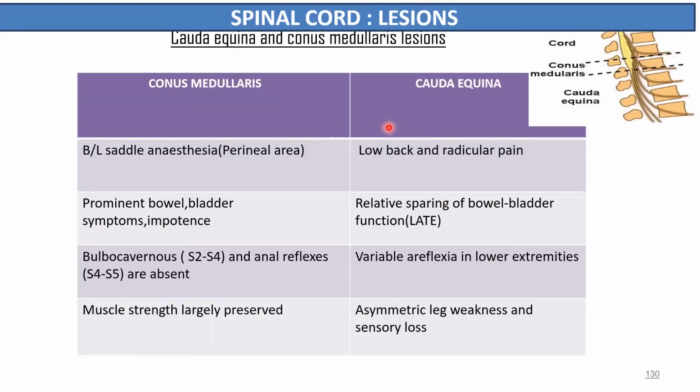But since in the cauda equina lesions, only the nerve roots are involved, the patient will have a low backache and radicular pain. In the conus medullaris lesions, there is involvement of S2, S3 and S4 segments of the spinal cord, so the patient will have prominent bowel and bladder symptoms. But in cauda equina lesions, these symptoms will appear very late, and there will be relative sparing of the bowel and bladder symptoms. So these are the various signs and symptoms with which we can differentiate the cauda equina and the conus medullaris lesions of the spinal cord.